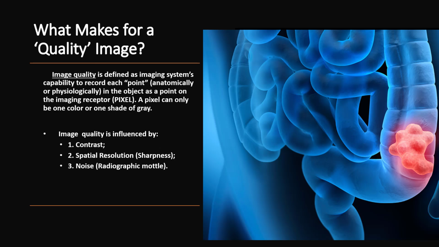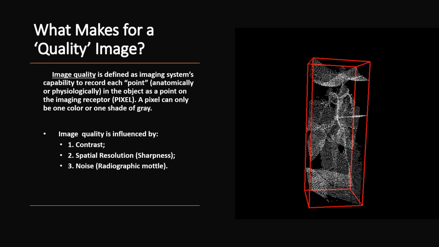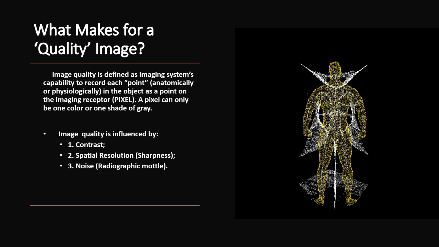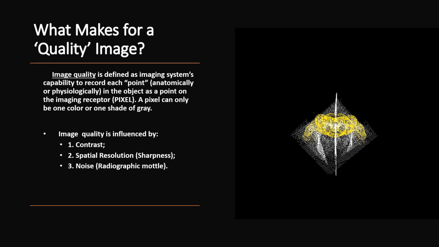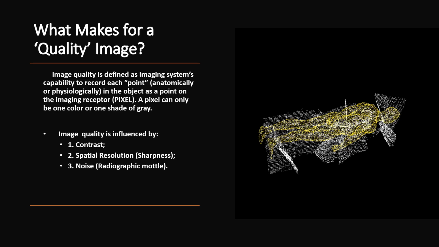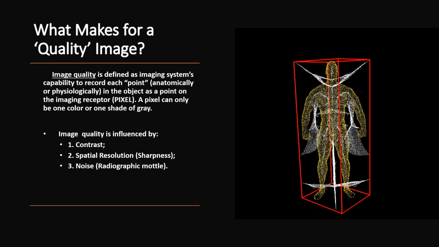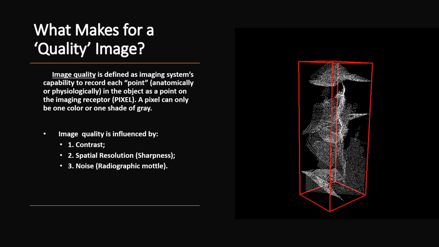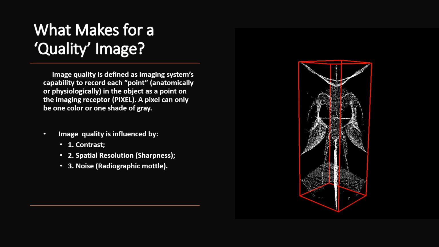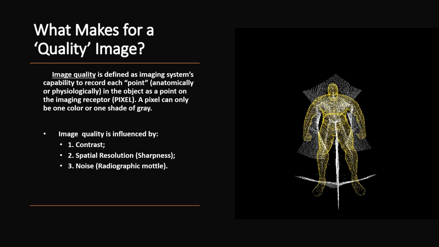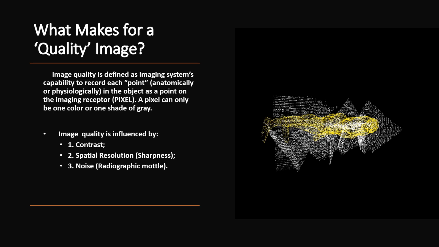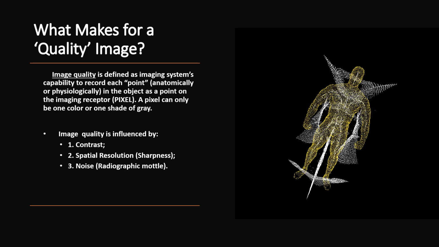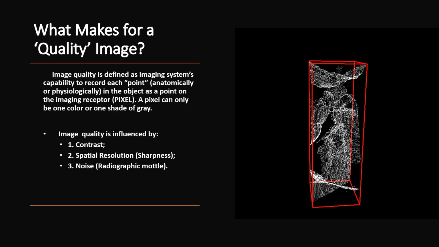Our image quality is influenced by contrast, spatial resolution or sharpness of the image, and noise or radiographic mottle. If we're underexposed, we get a salt and pepper type look to the image because we don't have enough radiation. If we overexpose, the patient gets a lot of radiation, but we do have the data there that we need to create a good image. The risk versus reward consideration is that we're going to overexpose the patient, and this is often known as dose creep.